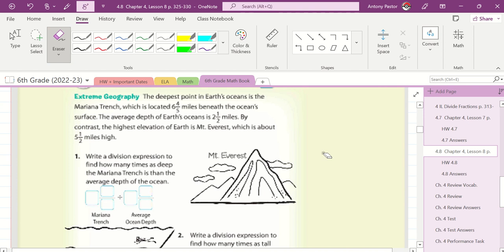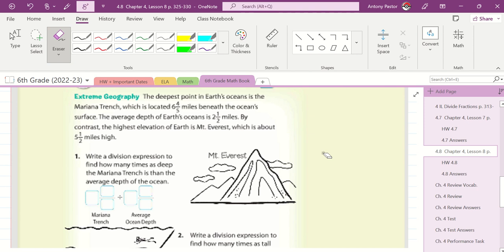Real world link. The deepest point in the Earth's oceans is the Mariana Trench, which is located 6 4/5 miles beneath the ocean's surface. The average depth of Earth's oceans is 2.5 miles. By contrast, the highest elevation of Earth is Mount Everest, which is about 5.5 miles high. Write a division problem or write a division expression to find how many times as deep the Mariana Trench is than the average depth of the ocean.